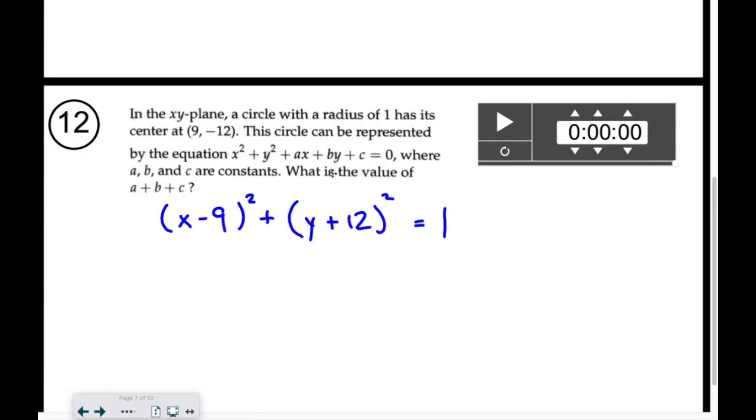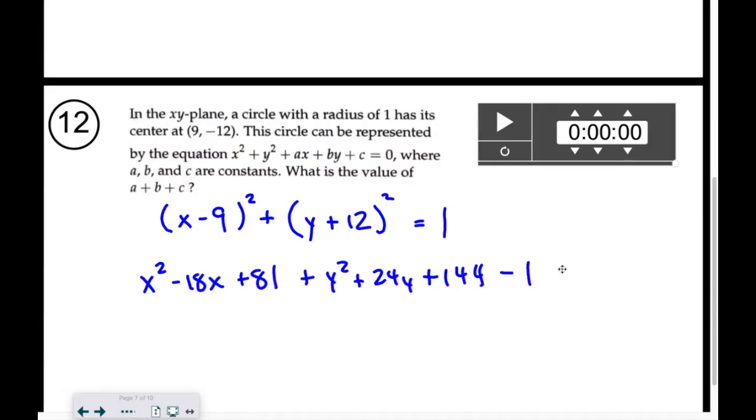And then we just want to make it look like this. So it's just a lot of expanding, all right? But if we take some shortcuts, it'll be helpful. When I expand this, that's just x squared minus 18x plus 81. And this one is y squared plus 24y plus 144. And then if I want the thing equal to 0, I'm just going to take this 1 away. And then I'm going to stop there and use the calculator the rest of the time, again in an effort to do it as quickly as possible.